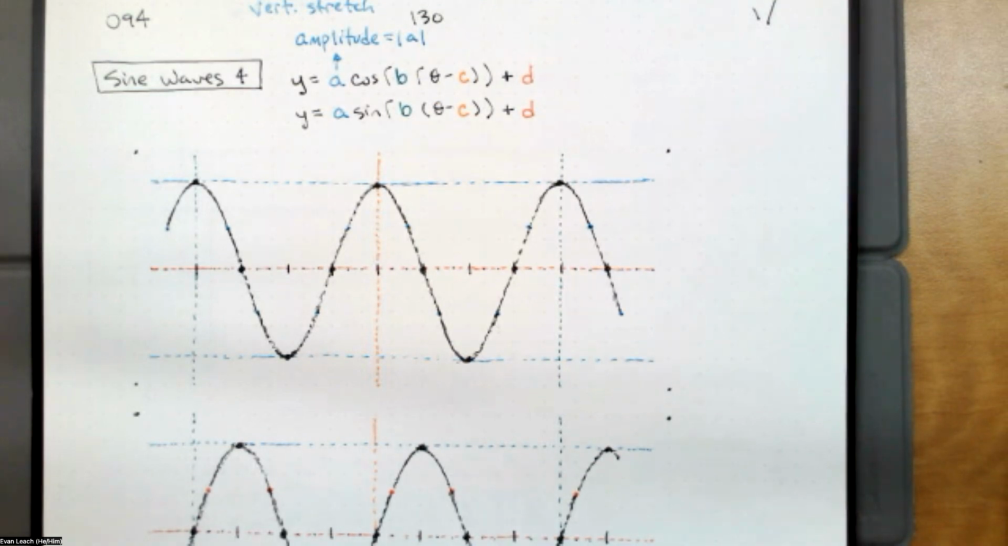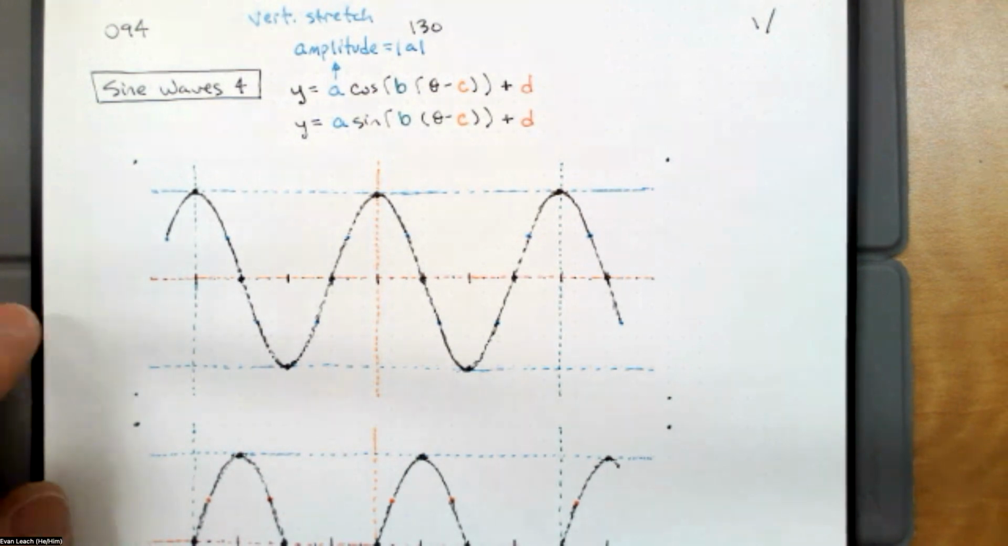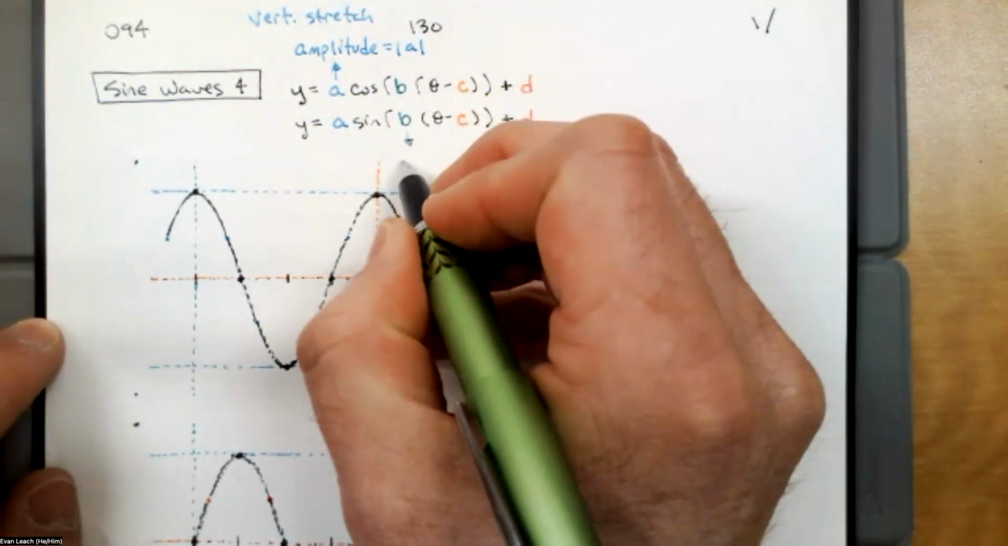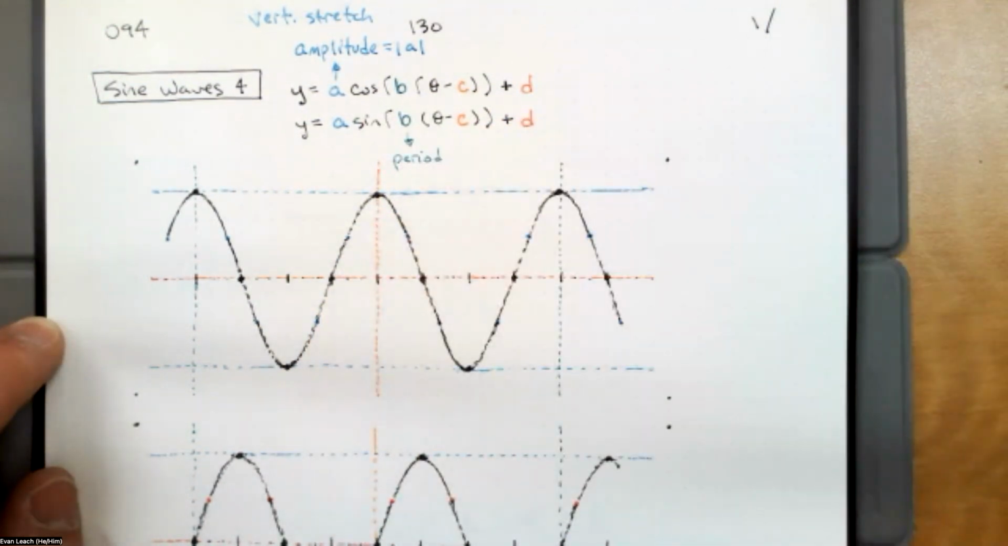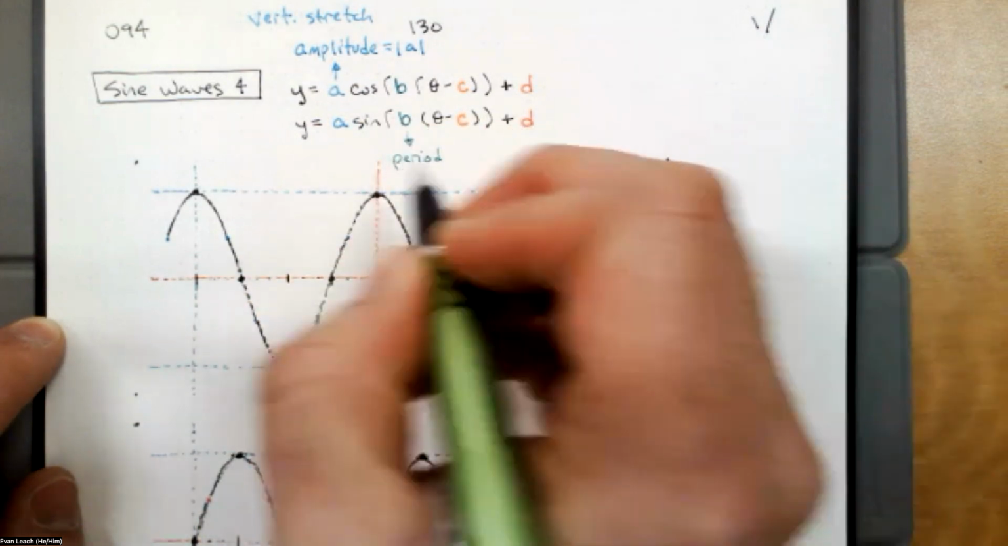So A, the amplitude. The next number we come across is B. Now, the number B is not the period. The number B affects what the period is in some fashion. So B is going to be related to the period, but it's not going to equal the period. And this is our horizontal stretch.